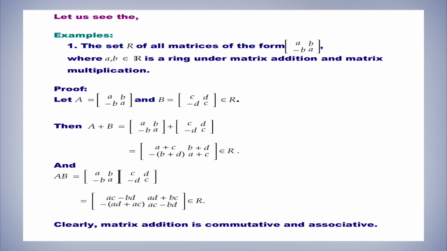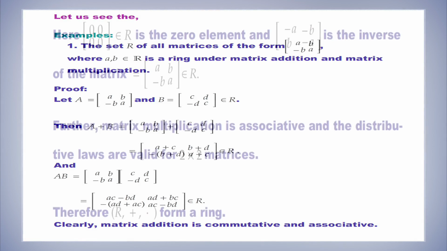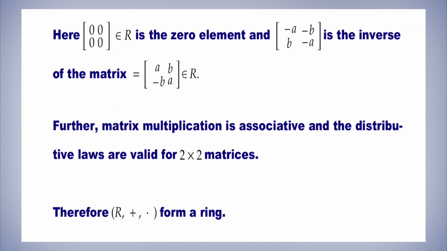And now we see AB. We will multiply it: [a b; -b a] times [c d; -d c]. While multiplying, we get the answer as [ac-bd ad+bc; -(ad+bc) ac-bd], in R. Clearly, matrix addition is commutative and associative. Here, the zero matrix [0 0; 0 0] in R is the zero element, and [-a -b; b -a] is the inverse of the matrix [a b; -b a], which is in R.